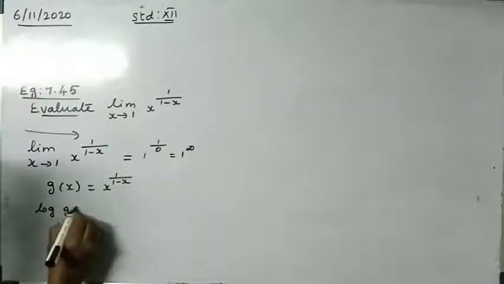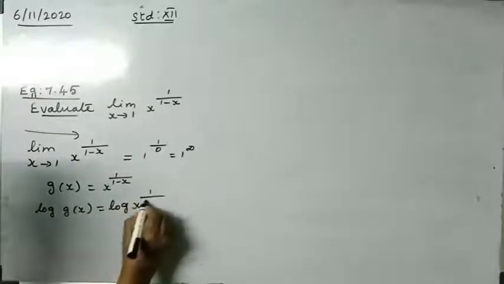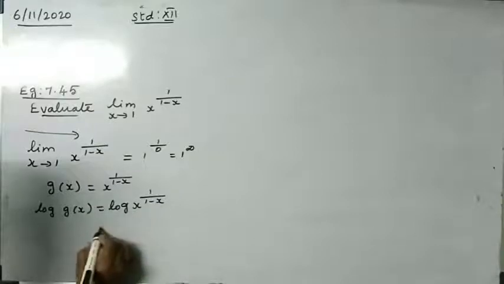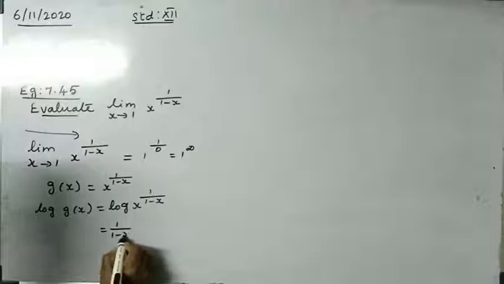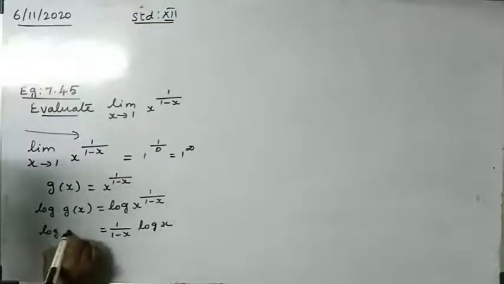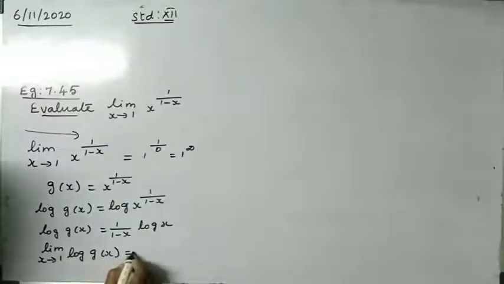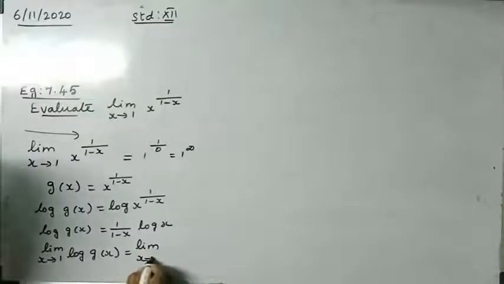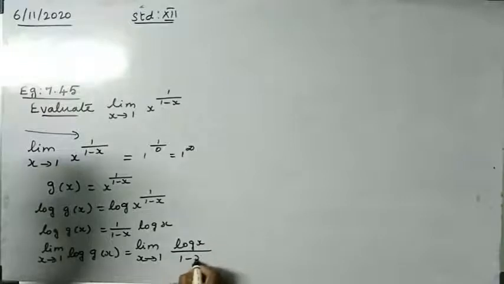So log g of x is equal to log x power 1 by 1 minus x. Bring the power down using the power rule, so bring this power to the left-hand side. So 1 by 1 minus x log x. So it is log g of x. Now substitute the limit. So limit x tends to 1 log g of x is equal to limit x tends to 1 log x divided by 1 minus x.